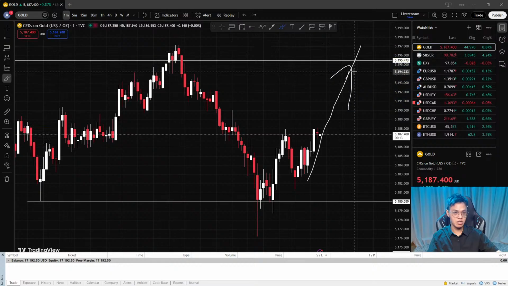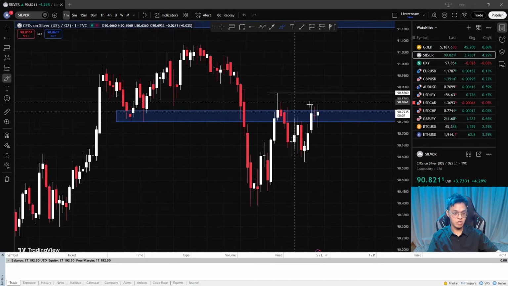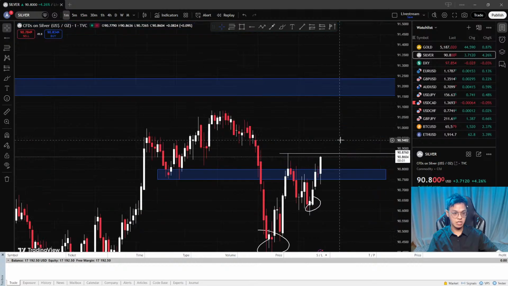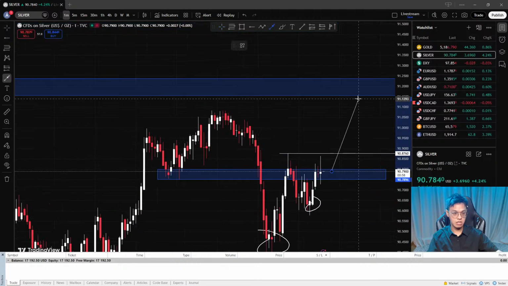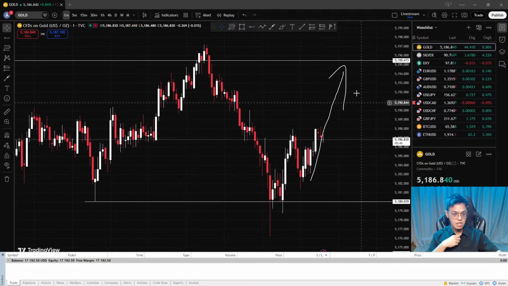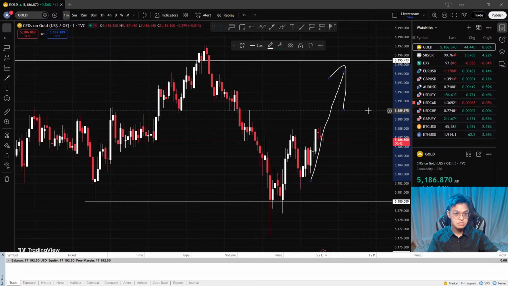My first target is here, for gold. Here is also the same, the higher low. If the price goes up, I think here's the level, that's the level it will come to. So here's the arrow.